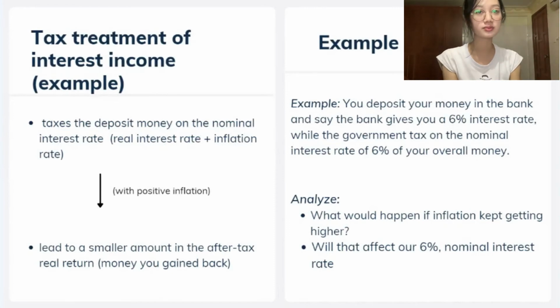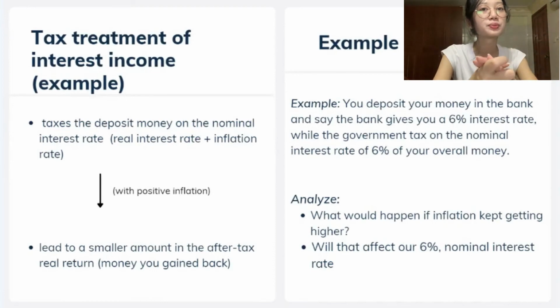Okay, another example that also made people want to save less is called the tax treatment of interest income. In simple terms, it means that when the government taxes our deposit money, the nominal interest is the real interest rate plus the inflation rate. And the after-tax real return, which is the money you gain back, tends to grow smaller and smaller as inflation increases. Now let's take a look at one example.